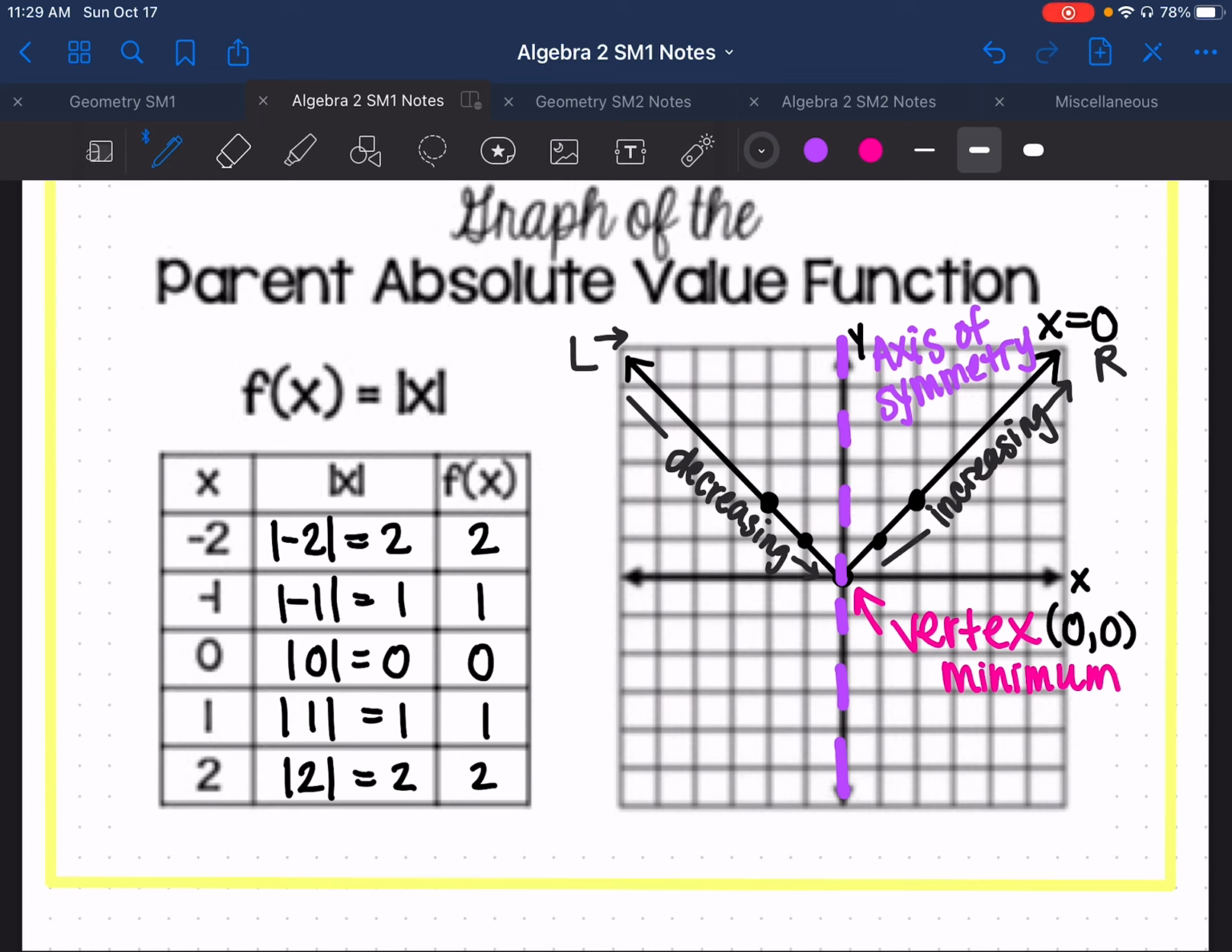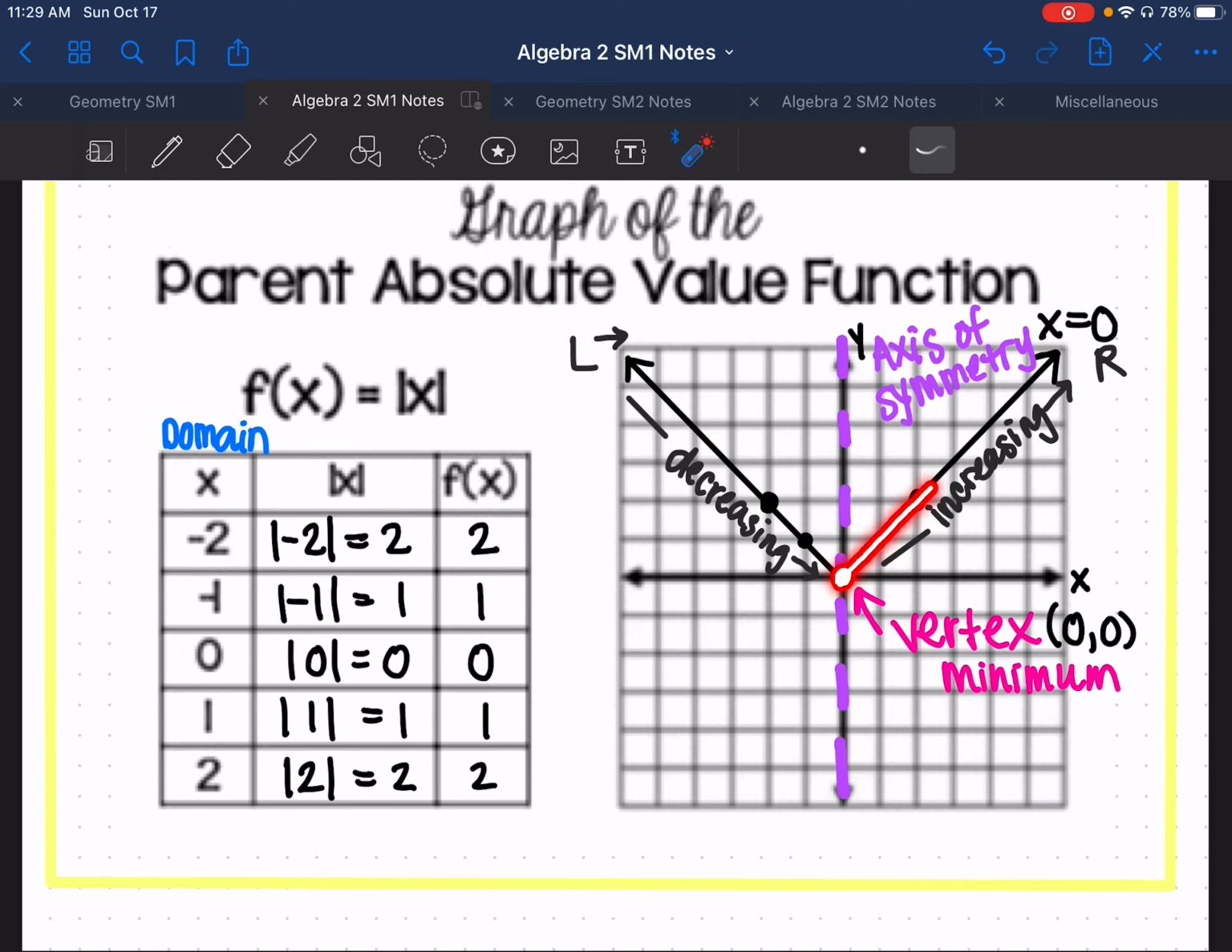We can also talk about the domain and the range of this graph. Remember, the domain are your x values. So here's your domain. Now, this is only a small chunk of your domain. Remember, what you really want to do is look at your x-axis, and you want to take your graph and flatten it to that x-axis. So you already have the vertex on the x-axis.